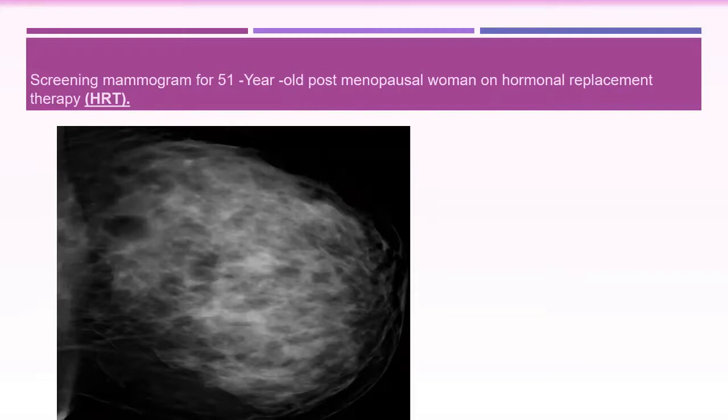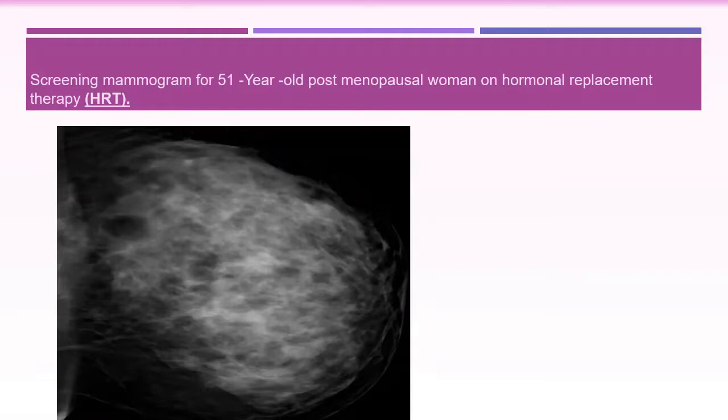Asymmetry. Asymmetry is distortion. Okay. Yes. So what is your differential diagnosis? My first differential is breast cancer, and other differentials include benign entities like sclerosing adenosis, and fibroadenoma also. Fibroadenoma?